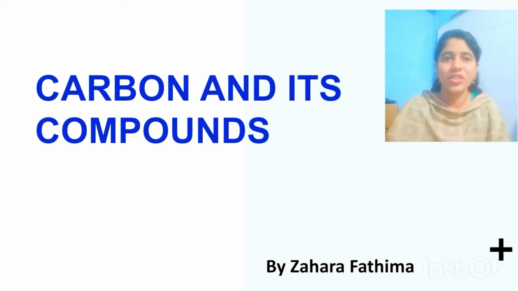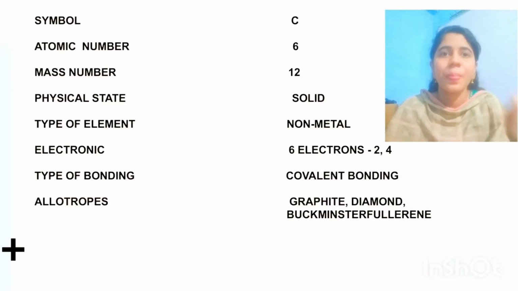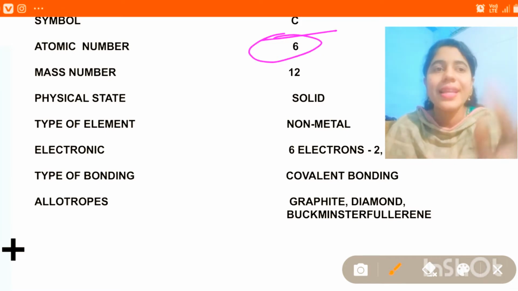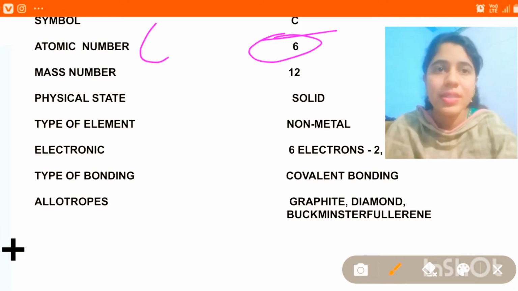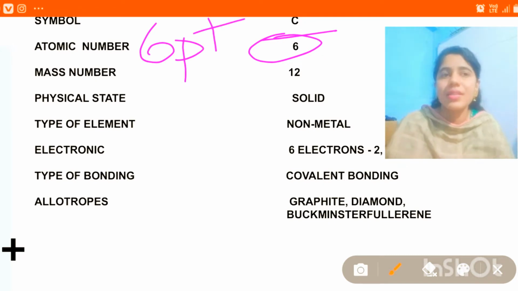Today we are going to learn about carbon and its compounds. Well, let us start with this. The carbon symbol is C and its atomic number is 6, which means it has 6 protons present inside the nucleus. We call this the atomic number.